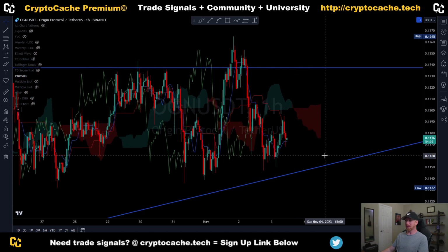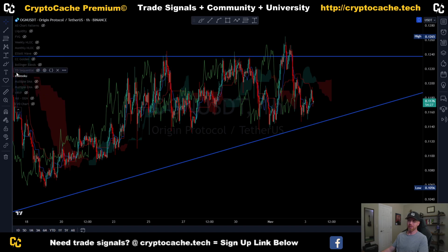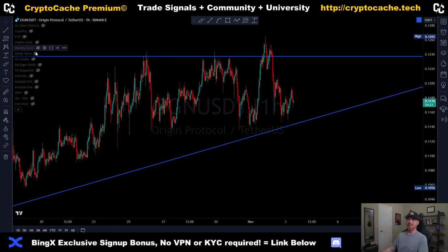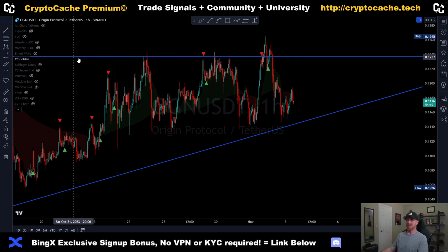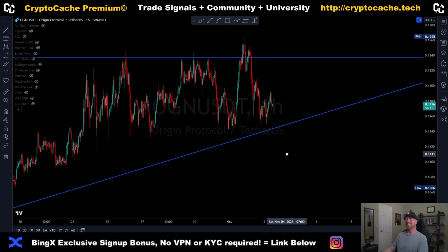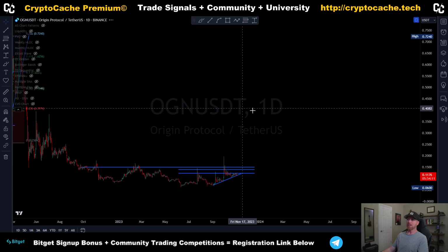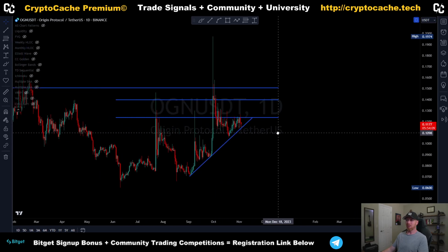Ichimoku Cloud is a big mess here, and the main reason why is because it's fairly range-bound activity. When the price goes sideways like this, you really get a lot of false positives, so I don't really even like to rely on that. We could take a look at the CC Golden indicator here, and it's kind of telling us that we do want to have our position closed by now. Truthfully, there's not a lot of good stuff here on this coin, so I'm just gonna let you know, very, very straightforward. I would avoid this coin here.